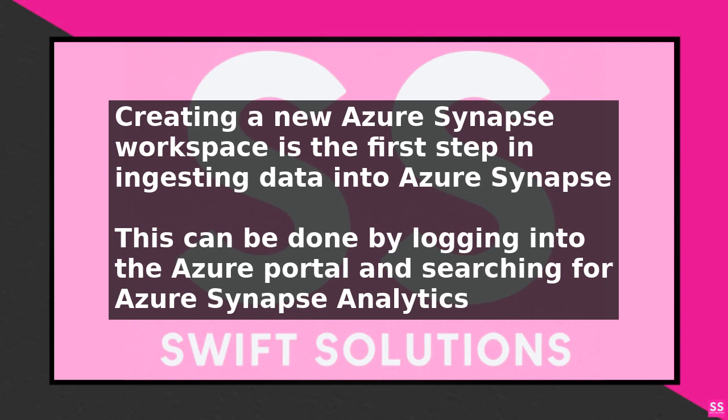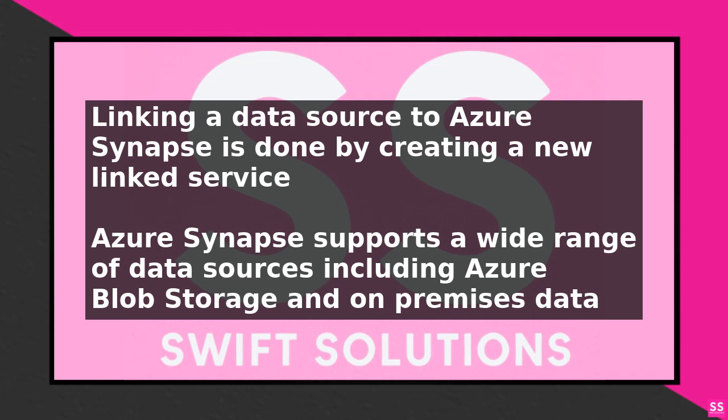In this case the activity will be a copy data activity that copies data from our data source to Azure Synapse. We can also use the Copy Data wizard to create the pipeline. The wizard will guide us through the process of creating the linked service and the pipeline.